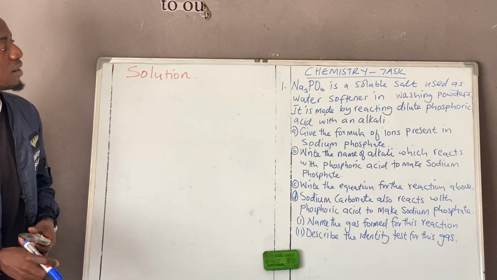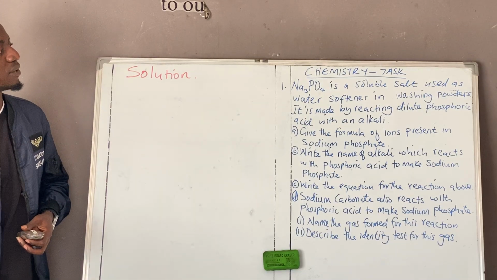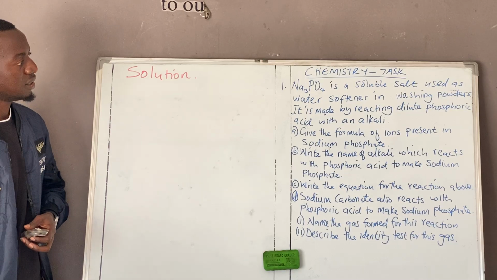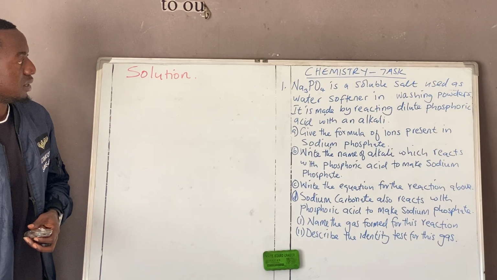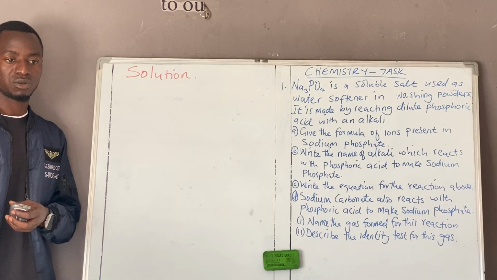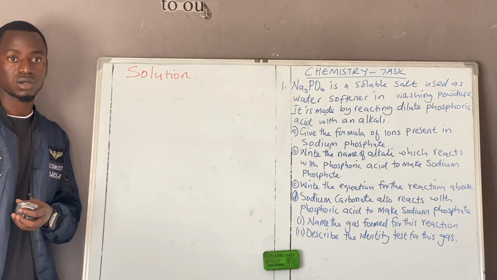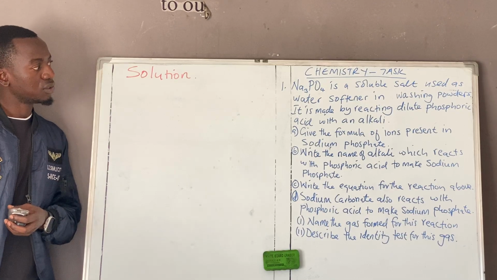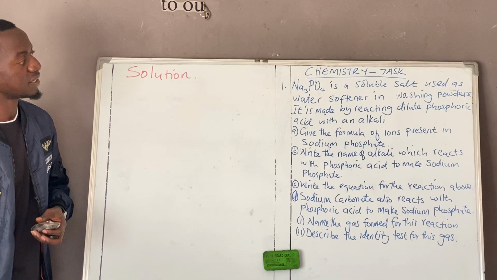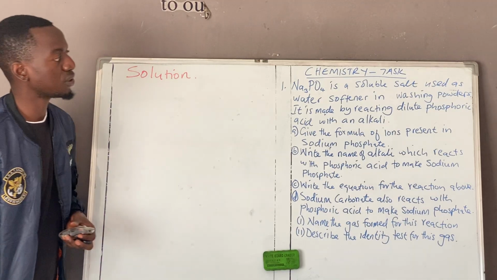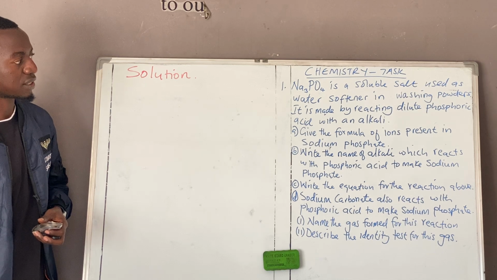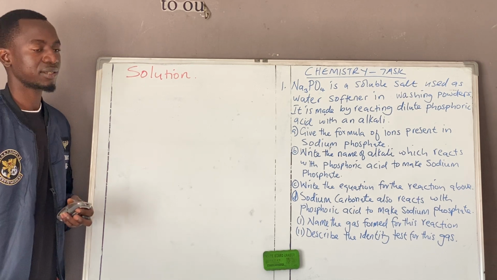Okay, so we have this question. It's a chemistry question, and it comes under preparation of salts, to be specific, soluble salt. The question says, sodium phosphate is a soluble salt used as water softener in washing powders.